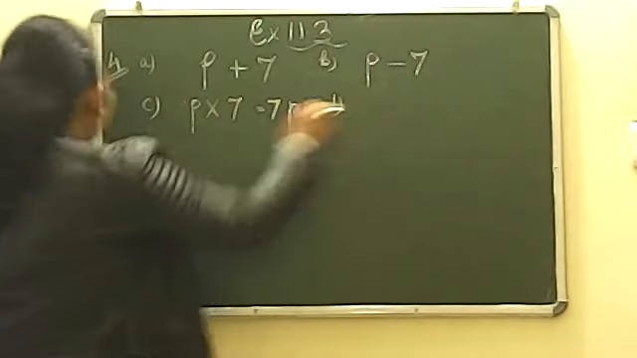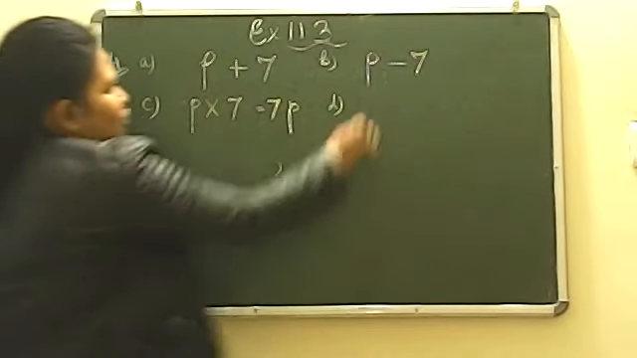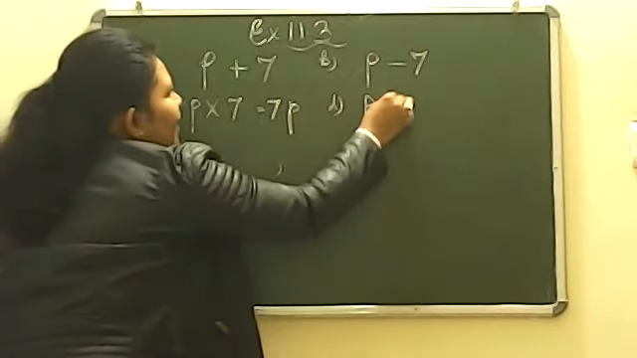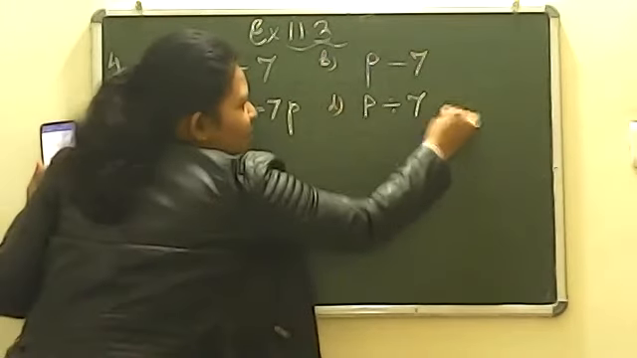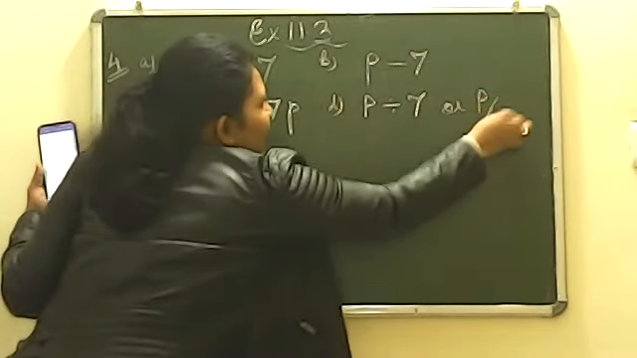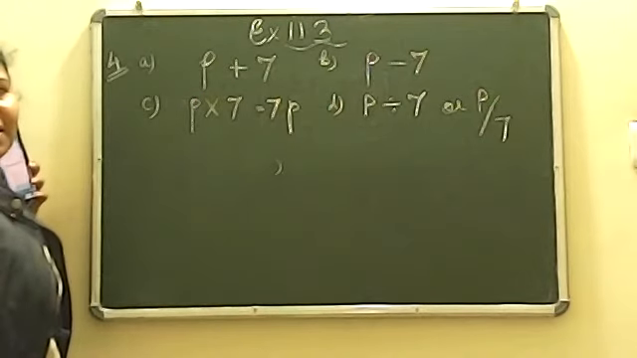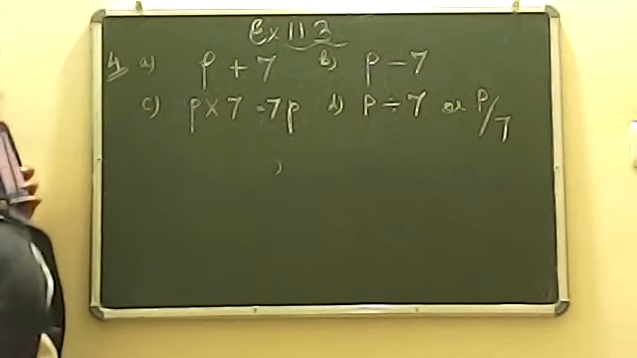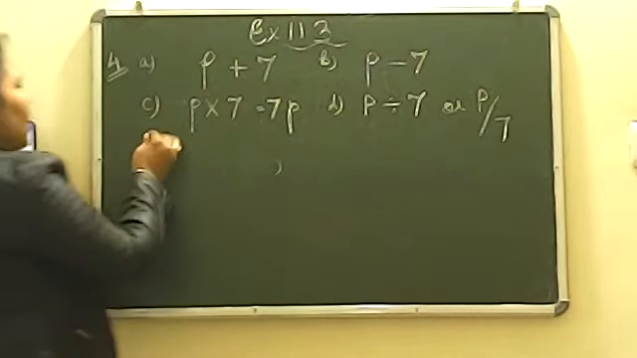Question number D. P divided by 7. So you can simply write it down P divided by 7. You can also write it down as P by 7. So both the answers are right. Yes, correct. Shori, your answer is right. Anshuman, your answer is also right. Sanat, your answer is also right, beta.